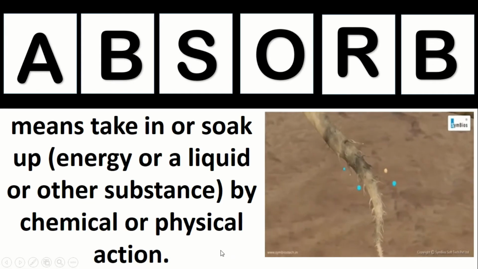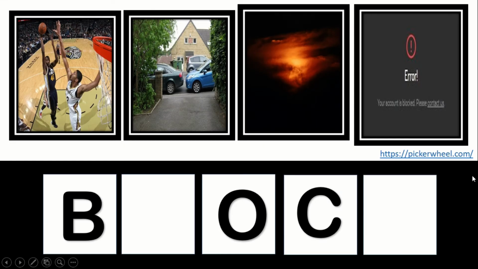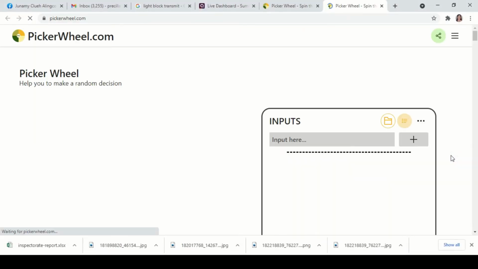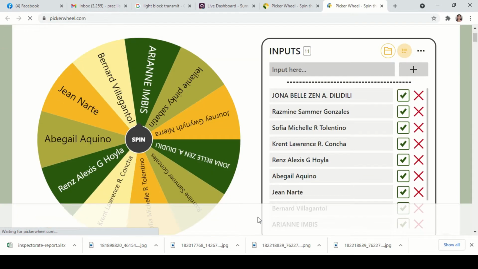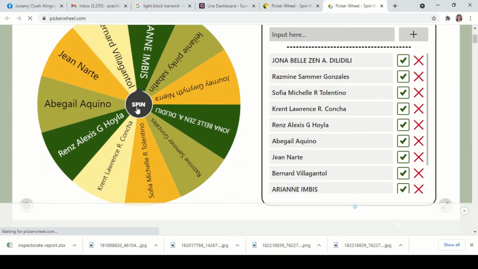Now let's move on to our second 4 pics. You study first the 4 pictures and identify the similarity among the 4 pictures. Let's choose from the picker wheel who will answer our 4 pics, 1 word. Let's spin the wheel.